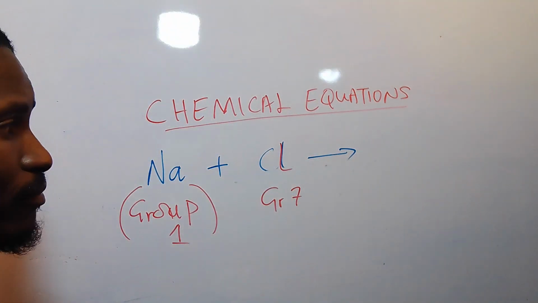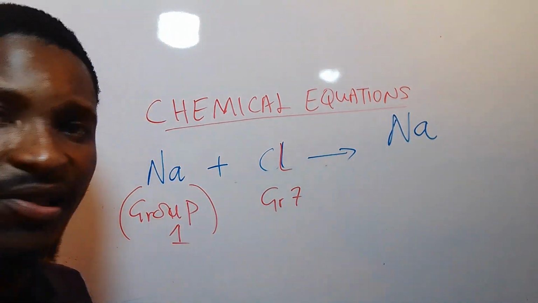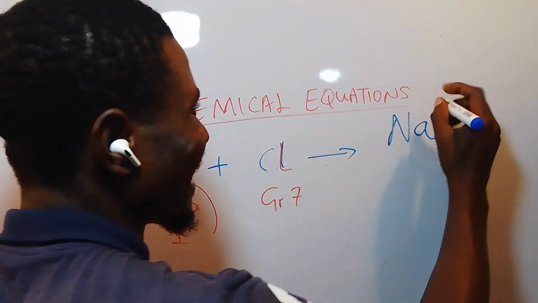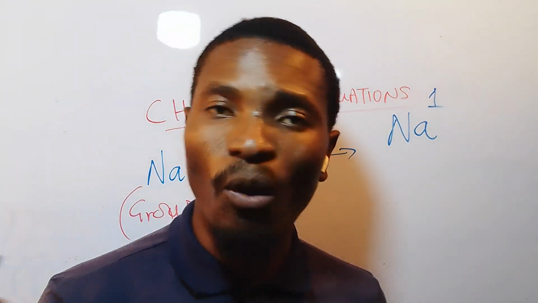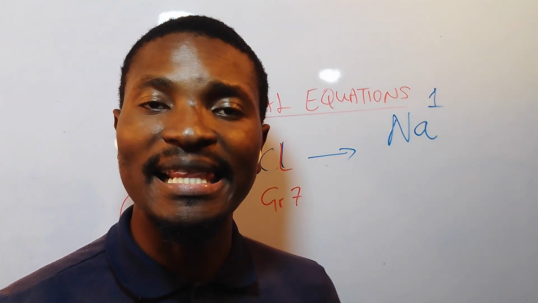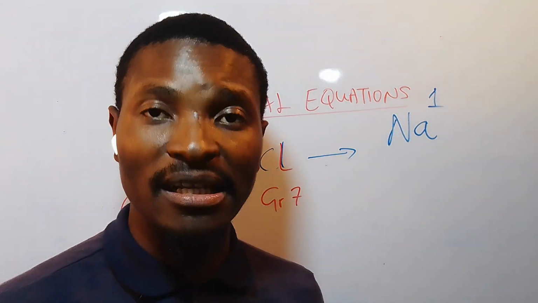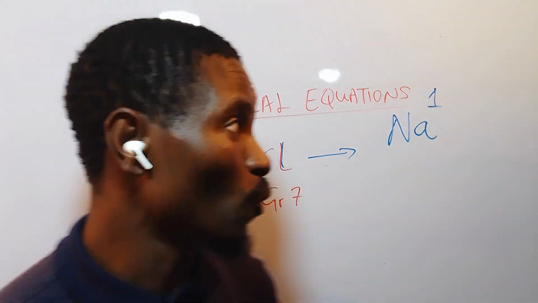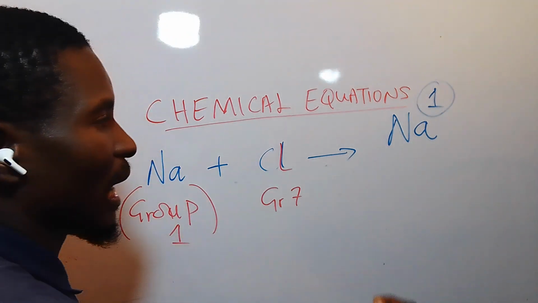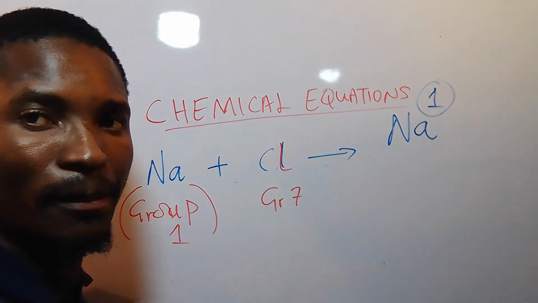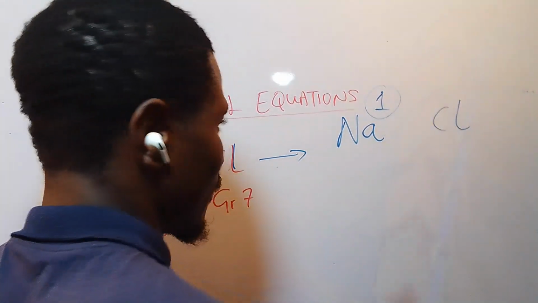So now, when you have sodium, since it is in group 1, then we expect that only one electron, okay, one electron of sodium in the outermost shell, is going to actually participate in that chemical reaction or in that chemical equation, okay. So this one, okay, and then also this chlorine, okay.